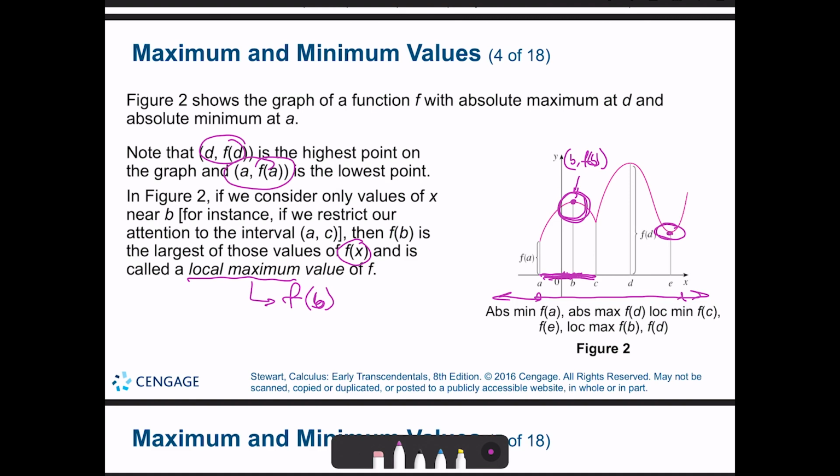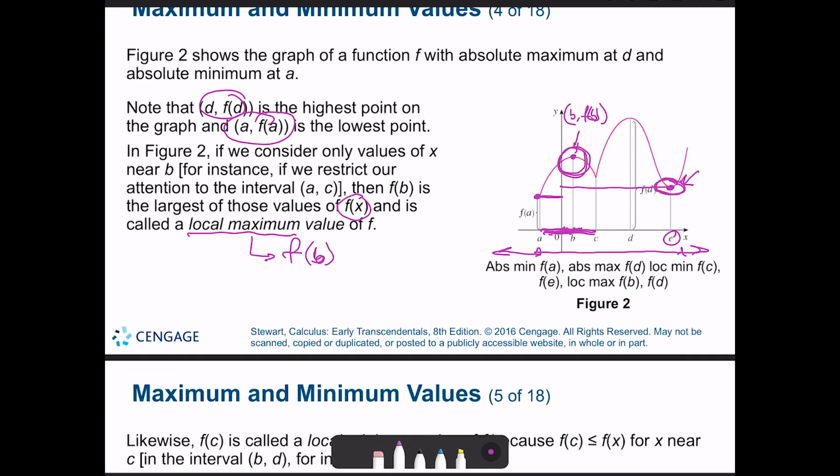Because if you look at the y coordinate here, and I'm sure I'm jumping the gun, what's the y value here? It's the lowest of the nearby points. However, its y coordinate is not as low as this y coordinate, is it? So it's not the absolute minimum, but this over here, f of e, is a local minimum.